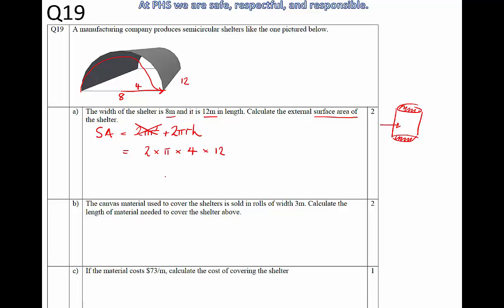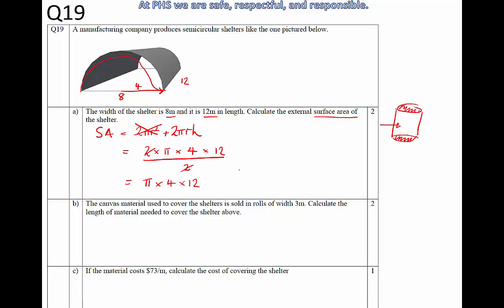So we'll get an answer for that. What are we going to do with that answer? Well, that's the surface area of the whole cylinder's curved part. We're only looking for that semicircular part, so we're going to divide that answer by 2. Now 2 divided by 2 is 1, so that cancels out. We could find our final answer by going pi times 4 times 12.